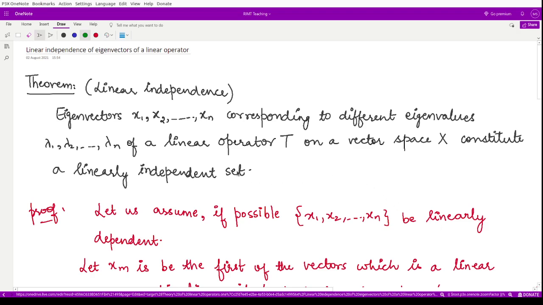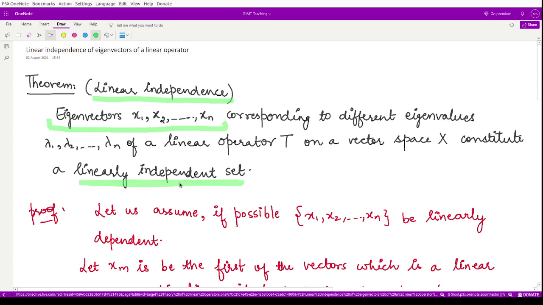Let us now discuss the linear dependence of the eigenvectors corresponding to a linear operator. For that we have a theorem on linear independence which states that if x1, x2 up to xn represent the eigenvectors corresponding to different eigenvalues lambda 1, lambda 2 up to lambda n of some linear operator T on a vector space X, that set of eigenvectors x1, x2 up to xn is a linearly independent set. So this is the theorem.